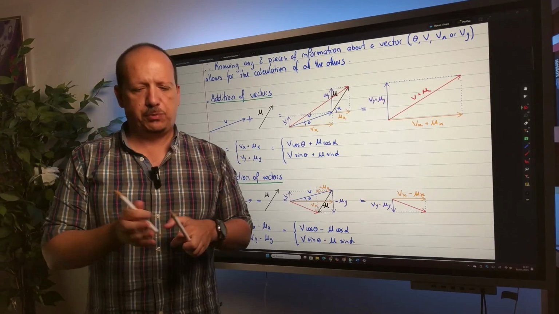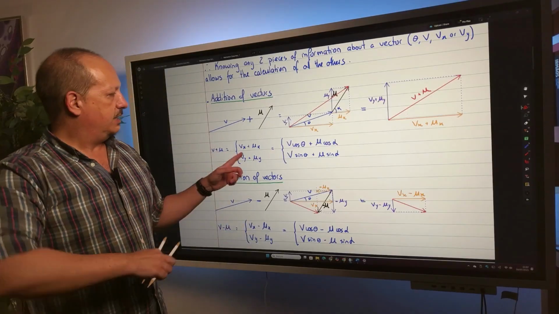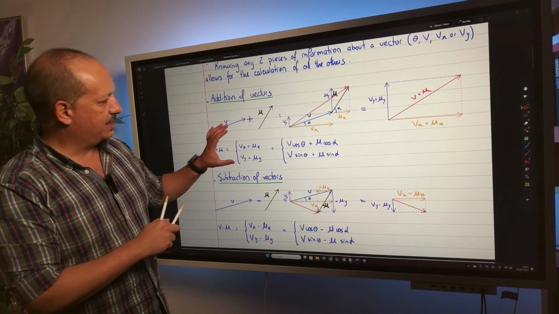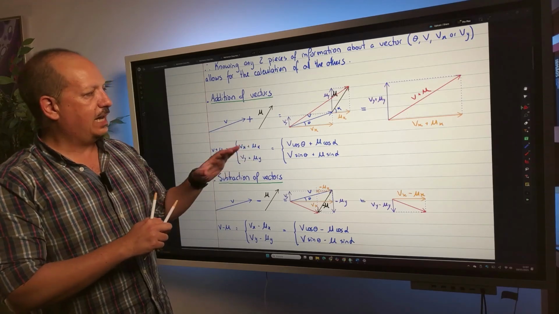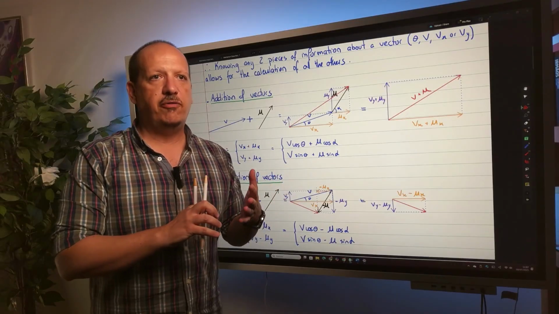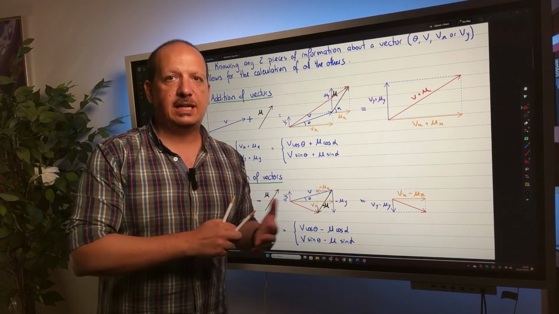Most textbooks, they don't use these brackets. This is the way I was taught. I got used to it, and by having this always in front of me, I can have at a glance everything that is going on in terms of the vectors that I have to deal with.